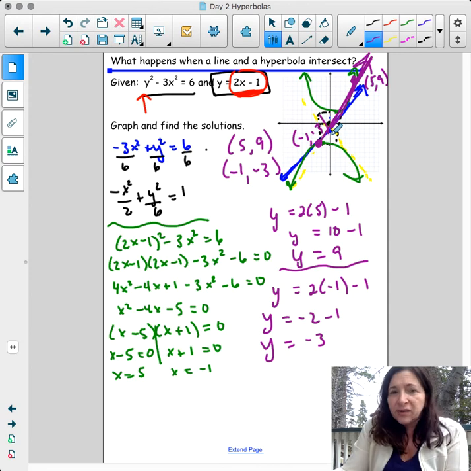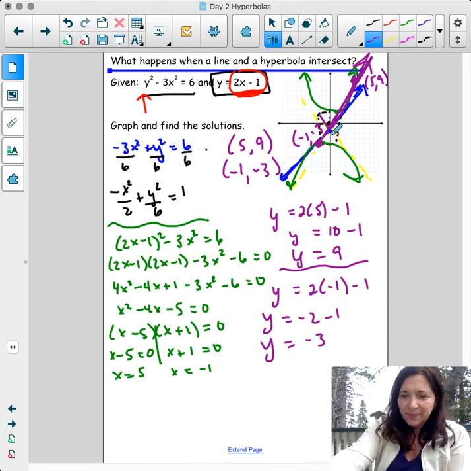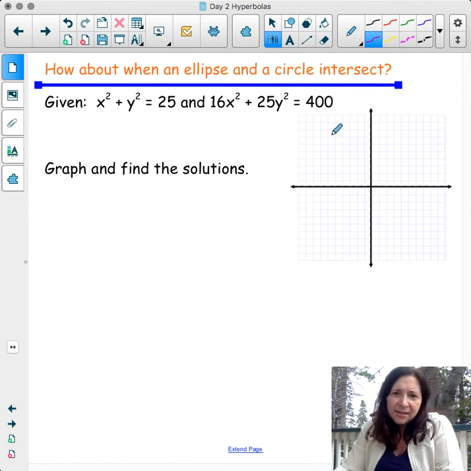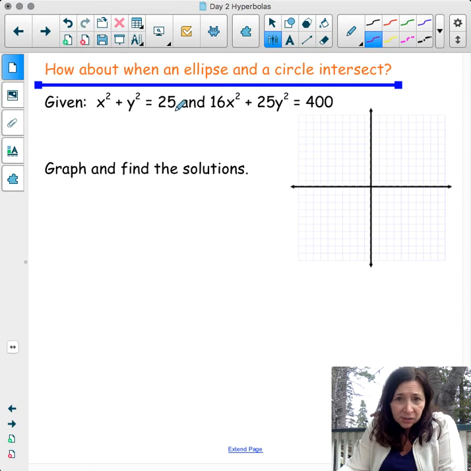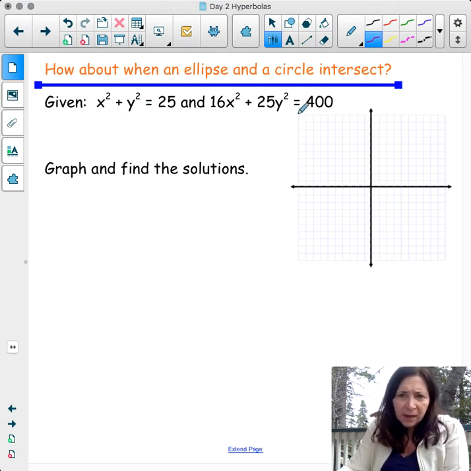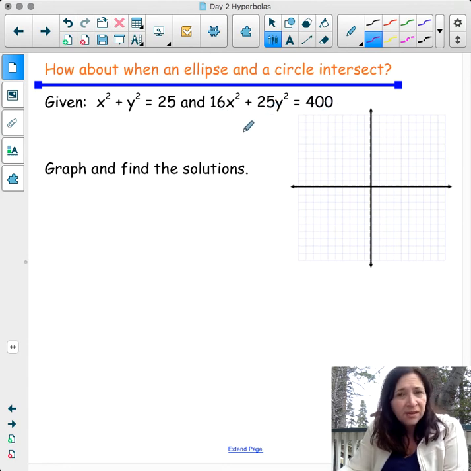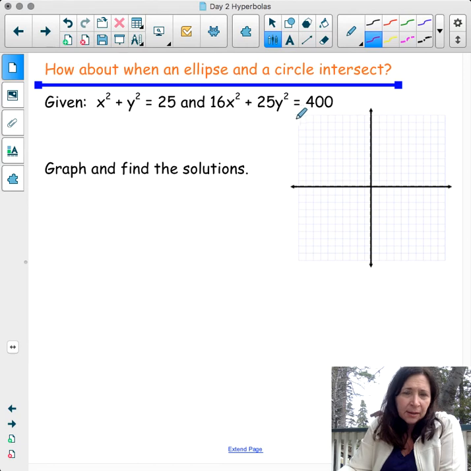So solving a system with conics is pretty cool. Lastly, last example is what happens when we have an ellipse, which is this one. Notice they're both x squared, but they're not negative. So that means it's not a hyperbola, it's an ellipse. And this one looks like a circle though. This one's an ellipse because when I divide out the 400, notice my denominators are going to be different. That's what makes it an ellipse.